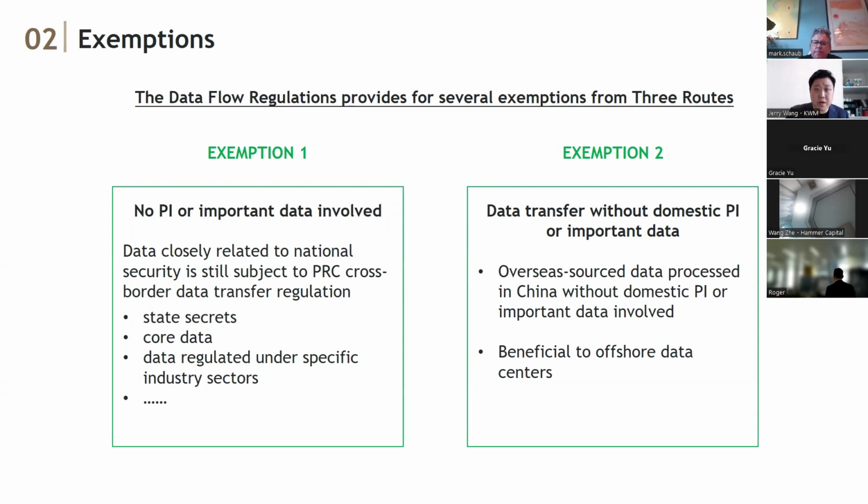Okay. So exemption two is about if the data transfer does not contain any domestic personal information or important data. This is like a company in China receiving data from abroad, from overseas, processing it in China and then directly transferring it out. So in this situation, the three rules will not be triggered.